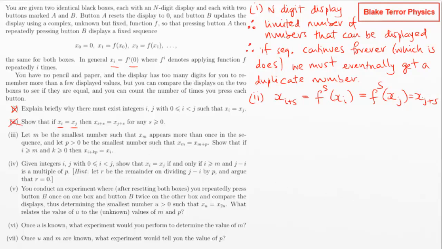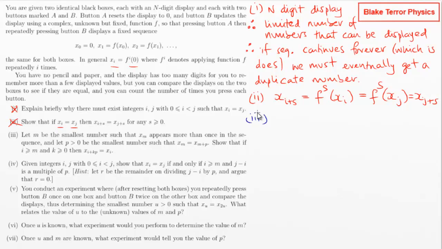Part 3. Let m be the smallest number such that xm appears more than once in the sequence. Right, more than, does that mean the whole sequence or the sequence we've seen? Or is that exactly the same thing? I'll come back to that. Let p be greater than 0, be the smallest number such that xm equals x(m+p). Show that if i is greater than or equal to m, k is greater than or equal to 0, then x(i+kp) equals xi. Again, that seems obvious. I think the show is going to be difficult, maybe.